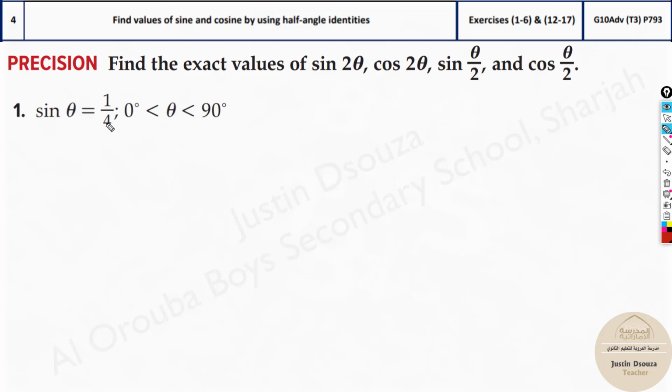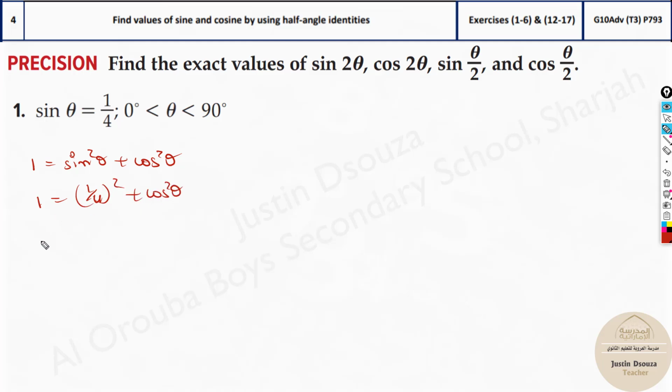If over here cos theta was directly given, then you don't need to solve. You can directly use the half angle identity formulas and solve it. But here, step 1 would be using the Pythagoras theorem, that is 1 equals sine squared theta plus cos squared theta, and then solve it. Substitute what we know. Sine is 1 by 4, the whole square, plus cos squared theta.